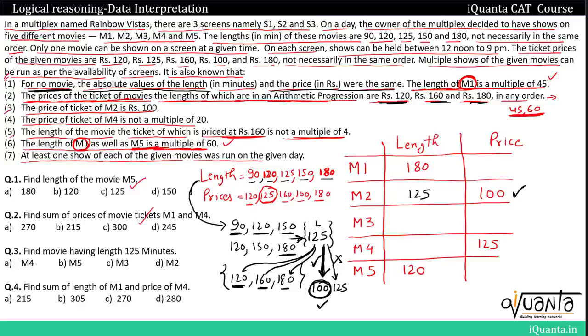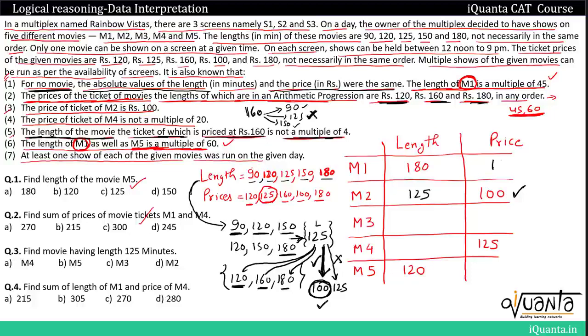Now point 5 was an indirect clue. The length of the movie, the ticket of which is priced at rupees 160, is not a multiple of 4. So the movie having price 160, its length could be either 90, 125 or 150. But we have already assigned the movie having length 125 to price 100, so we cannot use it now. So the movie having price 160 can only have lengths 90 or 150.